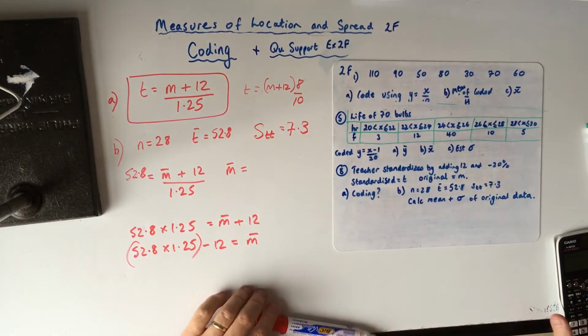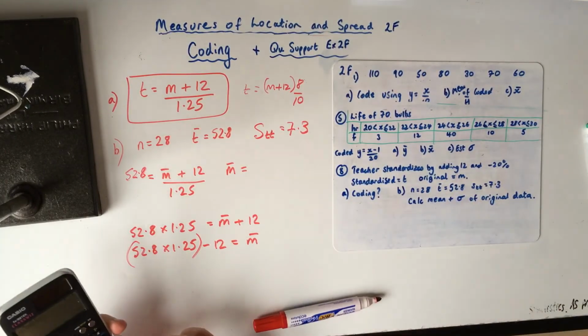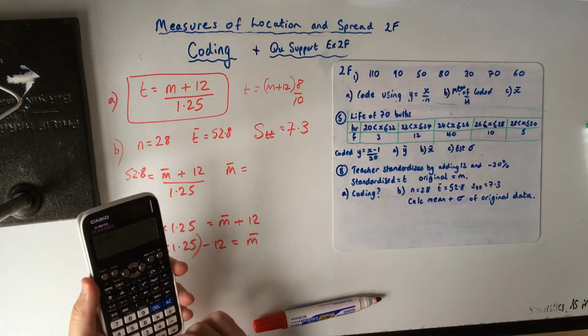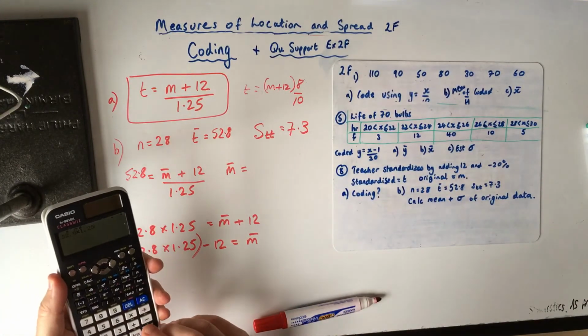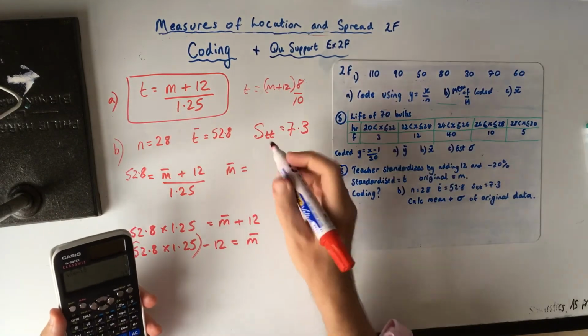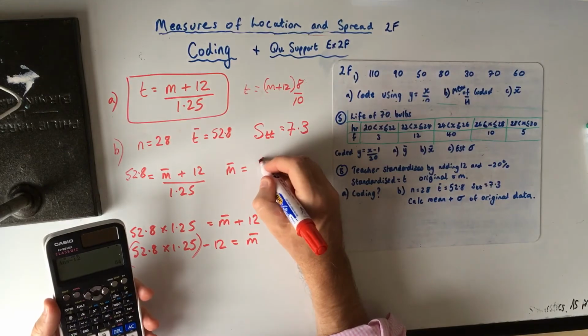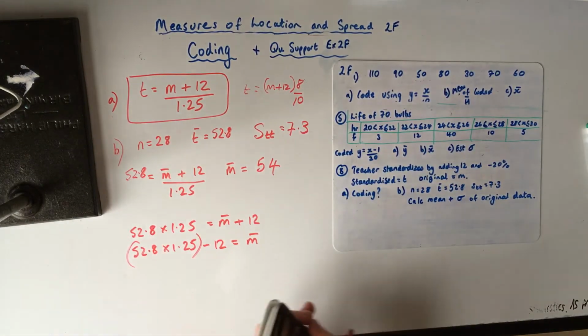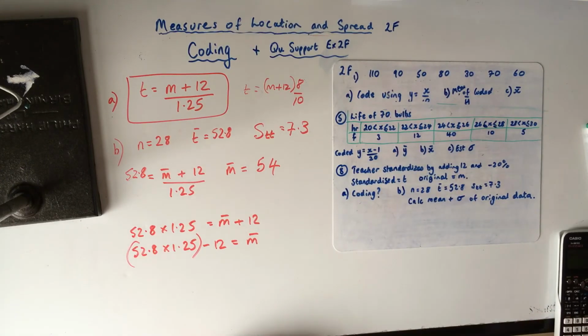So let's do that. 52.8 times 1.25 equals, and then take off the 12, and that gives us 54. Okay. So we've done that first part. Now we just want the standard deviation, don't we? Okay.